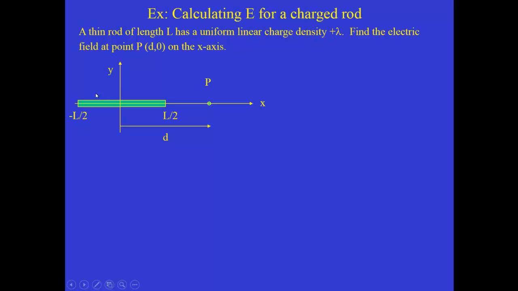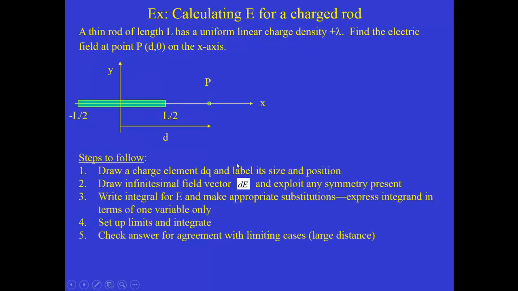Imagine that we have a thin rod of length L that has a uniform linear charge density lambda and that it's a positive charge. We want to find the electric field at a point P on the x-axis, which is at a distance d away from the origin. Now I've showed that this charged rod has some thickness to it just so I can actually make a clear sketch. But we are thinking of this object as lying completely along the x-axis and being essentially one-dimensional. So the geometry's been set up. Here are the steps we follow. We first draw in a charge element dq and label its size and its position.